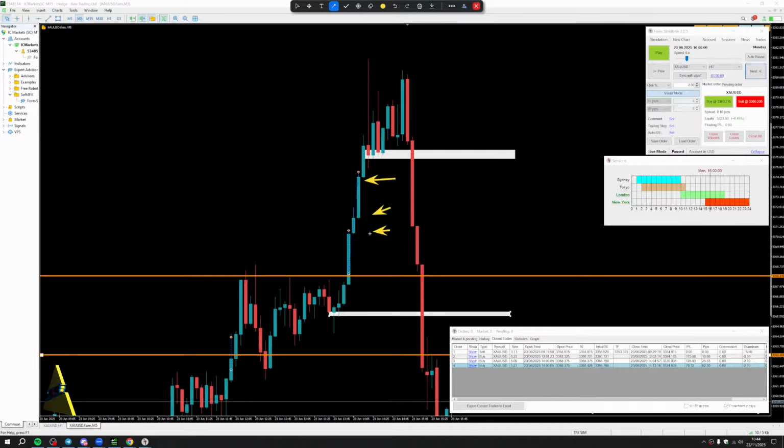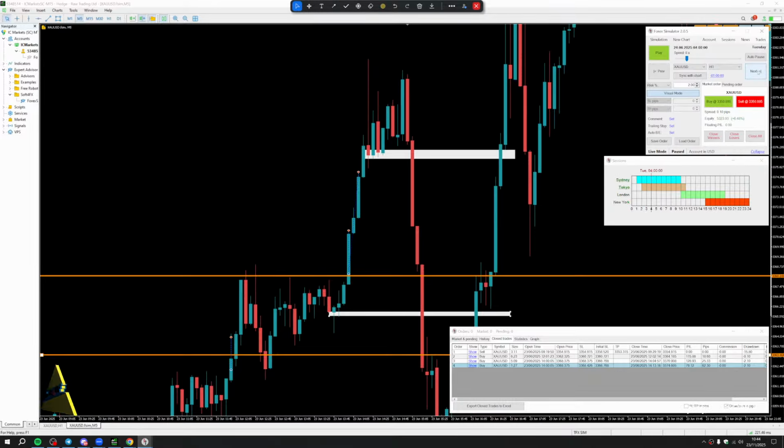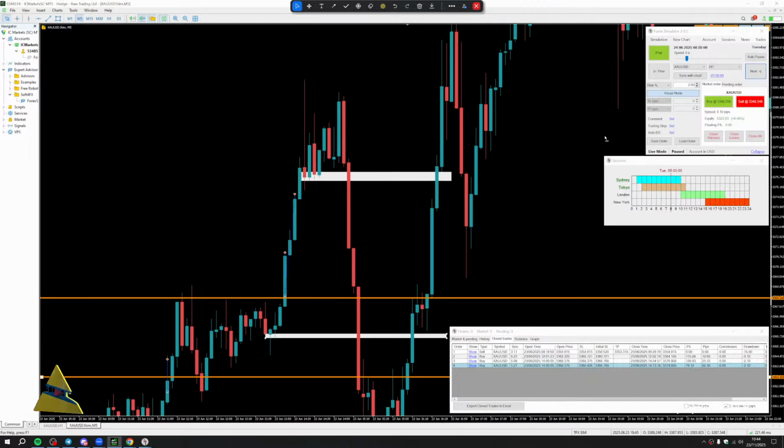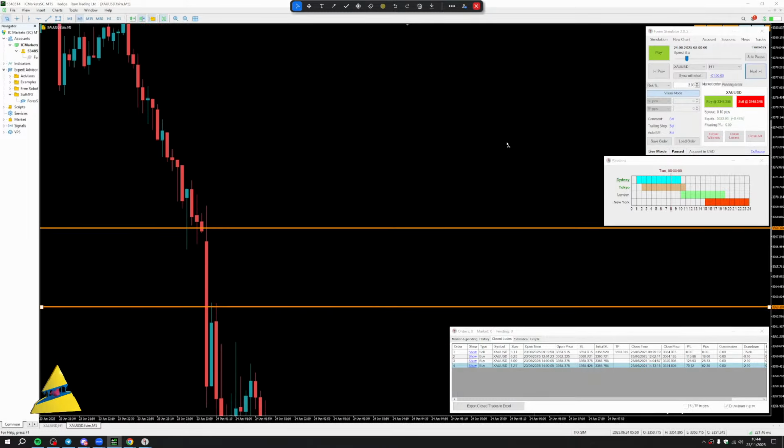Area has been mirrored, mopped up, just like how that 15-minute range got mopped up. Look at what price did over here too. Just mopped up this whole section like this. All right, but fine. Let's just go to the next day.